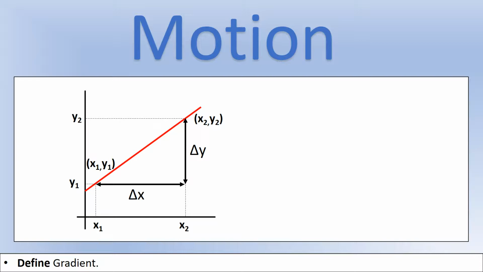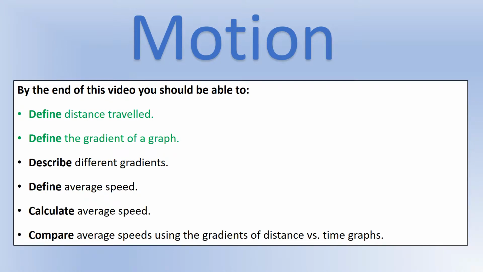And what I'm going to do is find the change in y and find the change in x. The reason I'm doing that is because the gradient of a graph is the change in y divided by the change in x. So in this one, the change in y is going to be y2 minus y1, and the change in x is going to be x2 minus x1. So that's what I mean by the gradient of the graph, and that's how we calculate the gradient of the graph. So what we're going to have a look at now is how we would describe different types of gradients.